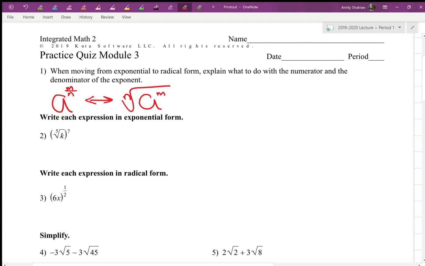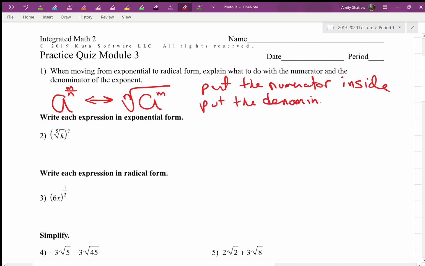So what you do is you put the numerator inside and you put the denominator outside. And I'm going to remind you as a root. And we are taking the root there. So when I rewrite this one in exponential form, what I will get is k to the 7 over 5. Now notice that the parentheses are on the outside and the 7's on the outside. That doesn't bother me. It's not a problem. It shouldn't be a problem for you either, okay?